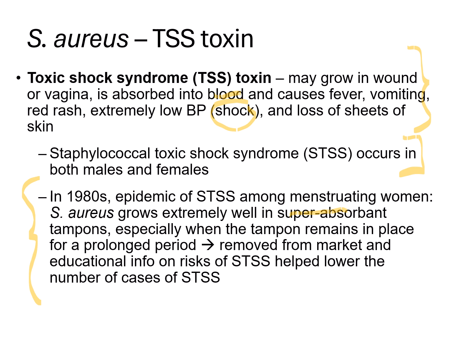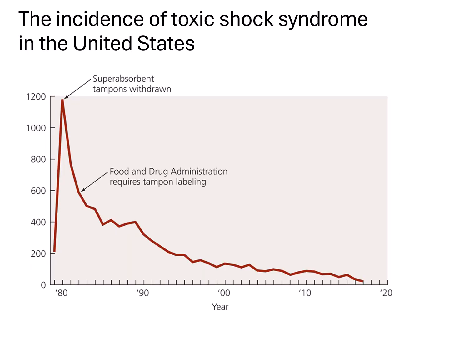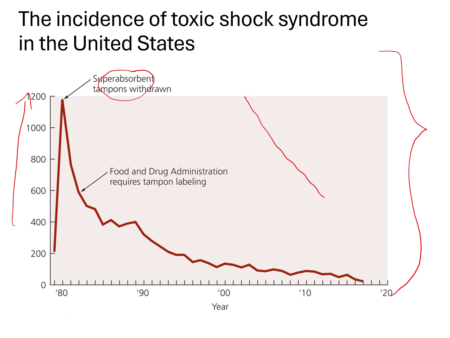So they were misused, leading to this epidemic. This picture actually comes from the Bowman Microbiology text, a different textbook, but I like how you can see the clear increase, or the epidemic, of toxic shock syndrome when those super absorbent tampons were distributed in the market, and then the decrease over time when the tampons were withdrawn, and then when proper labeling and instructions were included.